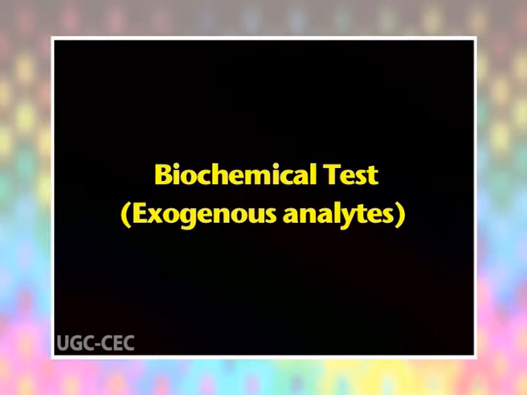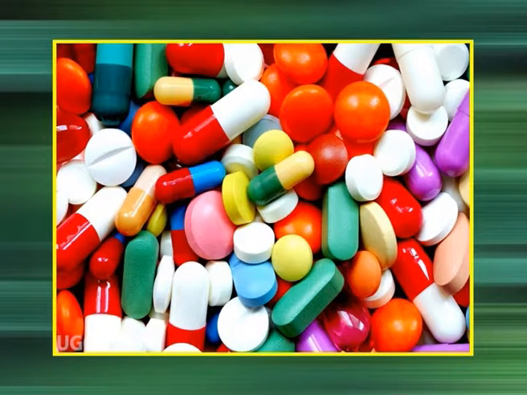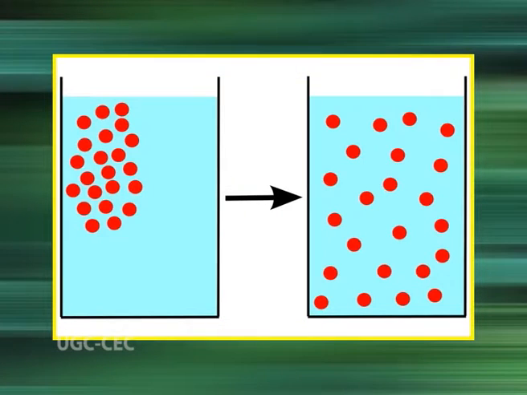Next, biochemical test, exogenous analytes. The presence of a drug in saliva is influenced by the physicochemical characteristics of the drug molecule. Passive diffusion of small non-ionized molecules is the major mechanism by which a drug will appear in saliva. Since binding proteins do not cross the membrane due to their size, only the unbound fraction of the drug in the serum is available for diffusion into the saliva. However, this is usually the pharmacologically active fraction.